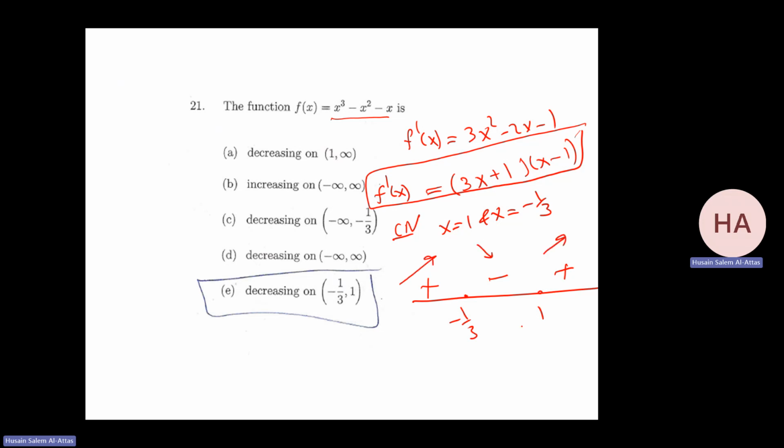He says decreasing from 1 to infinity. This is wrong. Increasing from minus infinity to infinity, this is wrong. Decreasing from minus infinity to minus 1 over 3, wrong. Decreasing from minus infinity to infinity, wrong. Decreasing between minus 1 over 3 and 1. Yes, here it's decreasing, so this is the correct one.